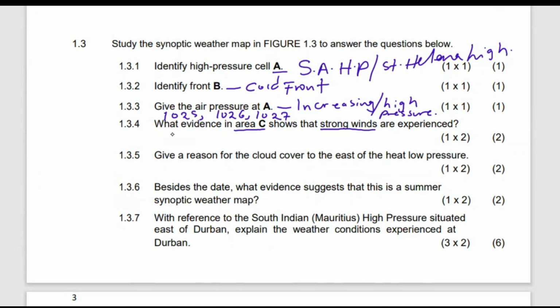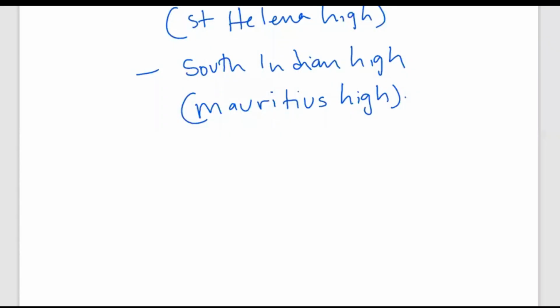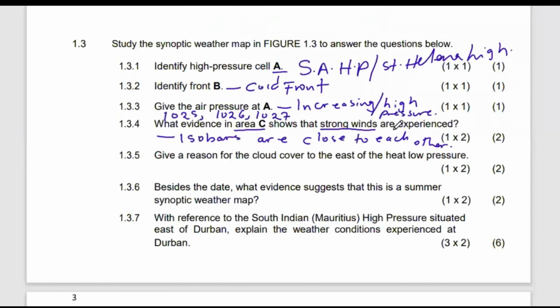Therefore, for the answer here, we could write: because the isobars are close to each other. Now that is one of the indications to show that the winds are very strong. All right, so isobars are close to each other. That's one indication that strong winds are being experienced there.